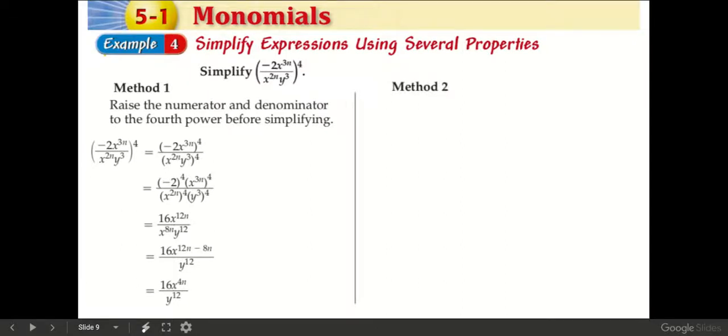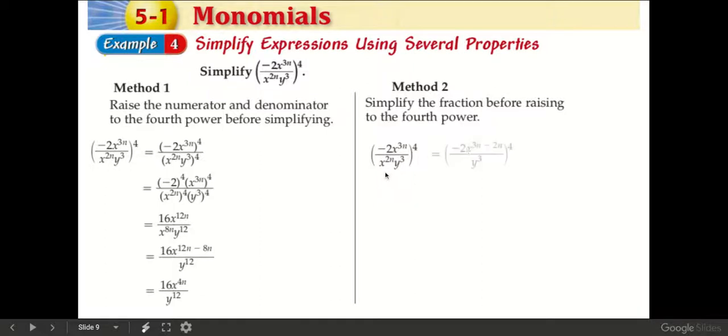Let's try a second method. What if we didn't apply the power first? What if we simplified the fraction inside the parentheses before raising everything to the 4th power? So let's try simplifying everything inside first. I would probably deal with these two things that have the same base, right? I have x to the power of 3n divided by x to the power of 2n. So again, I would subtract those exponents, right? It would be x to the power of 3n minus 2n, which would be 1n.